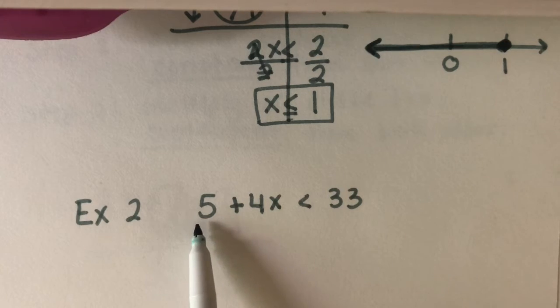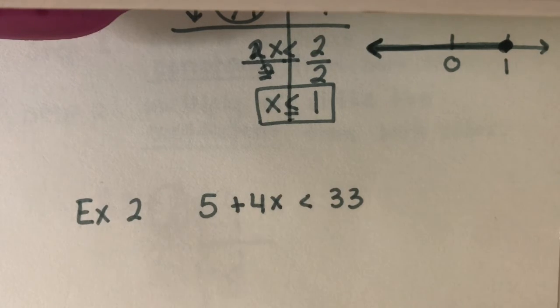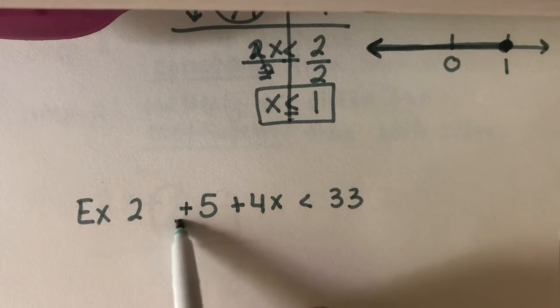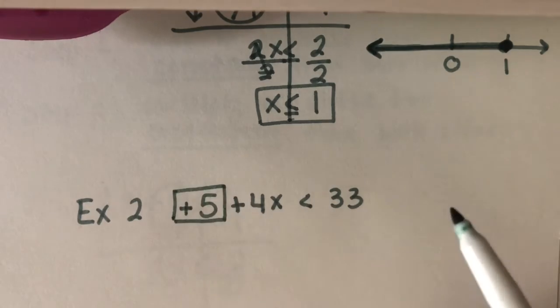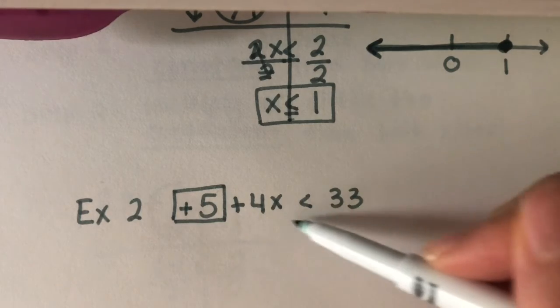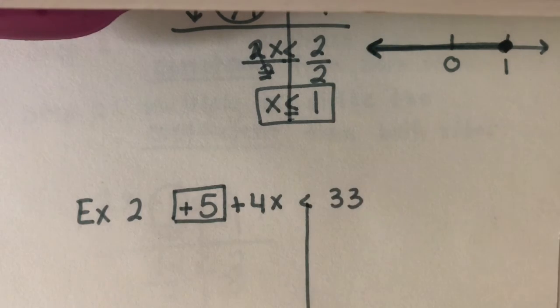I see a 5, which I realize is my constant. So let's go ahead and take a look at our constant here. Our constant is 5, which means it's a positive 5. So if I were to examine what that means, it means that 5 is being added to this side of the equation. So let's go ahead and draw our line down the middle of the inequality.